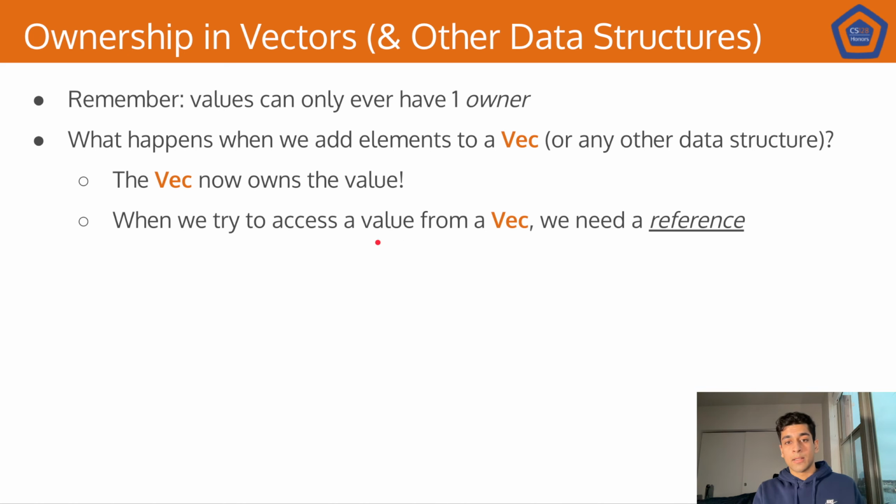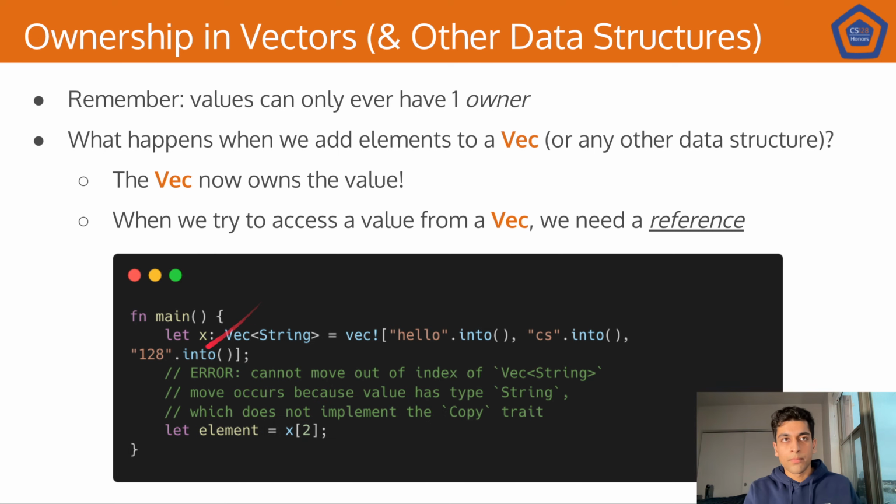So when we try to access a value from a vector, we need to take a reference to it. We're not able to simply directly take ownership of data out of a vector because the vector needs to keep ownership of that. It needs to keep it in its ordered list of elements. So we can't simply just move it out of the vector. So when we try here, we have this vector of strings, and we're trying to get the element at index 2. We get a compiler error here because we can't move ownership of this element into a new variable.